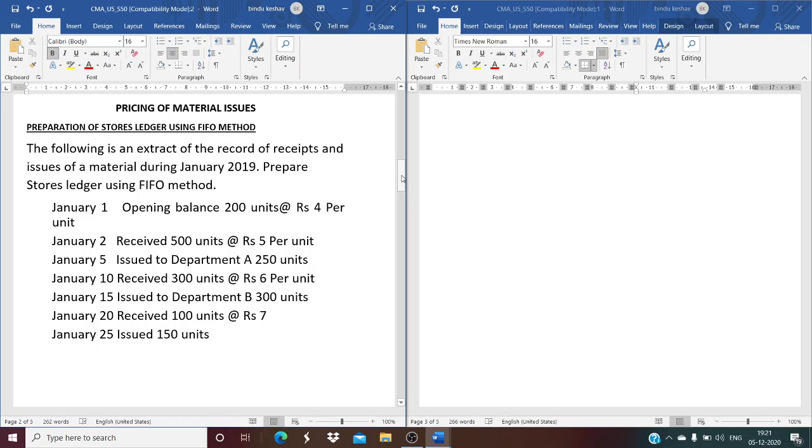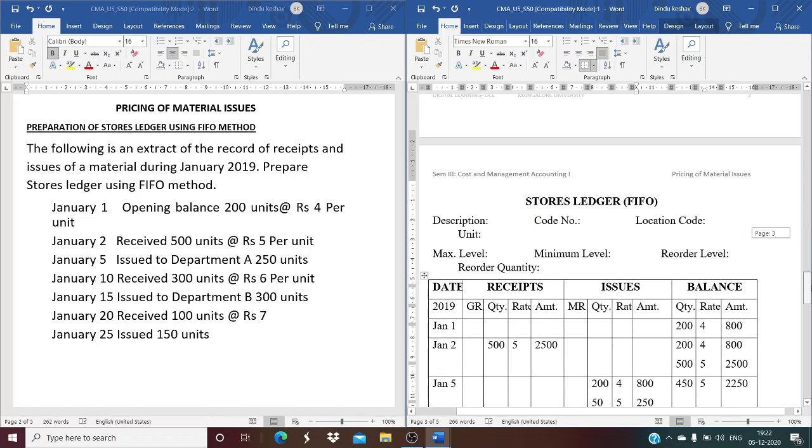January 10th, received 300 units at rupees 6 per unit. January 15, issued to Department B 300 units. January 20th, received 100 units at rupees 7. January 25th, issued 150 units. This is a simple problem of preparation of stores ledger using the first in, first out method without any adjustments.